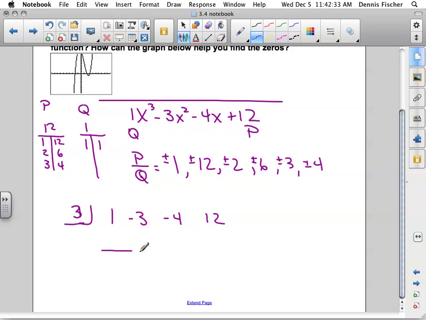Okay, what we do here is this. First thing we do is bring the 1 down. Then we take 3 times 1, which is 3, and we put it up here. Then we add them together. Negative 3 plus 3 is 0. Now we take 3 times 0, put it up here, add them together, which is negative 4. Then we take 3 times a negative 4, which is negative 12, add them together.